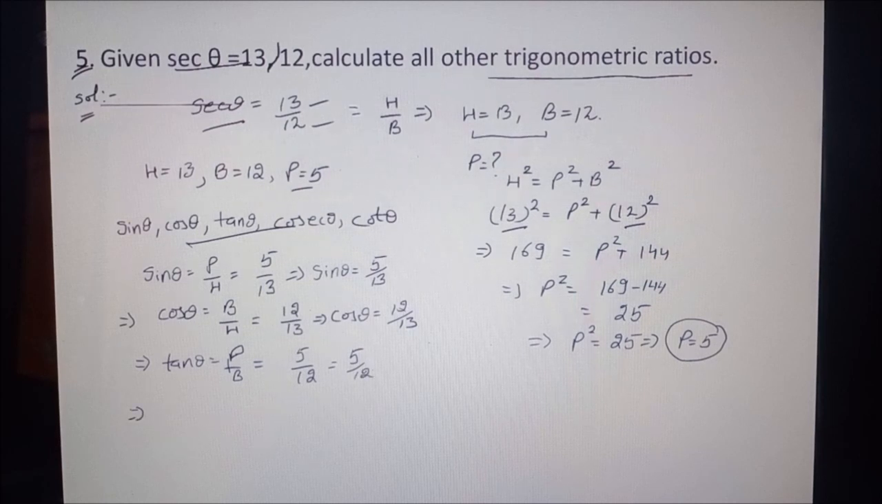Now next, cosecant. Cosecant is opposite of sine, so cosecant is 13 by 5, means opposite of sine is 13 by 5. So value of cosecant theta is 13 by 5. Now we have to calculate cot theta. Cot theta is opposite of tan. Now we have calculated tan is 5 by 12. So value of cot theta is 12 by 5.